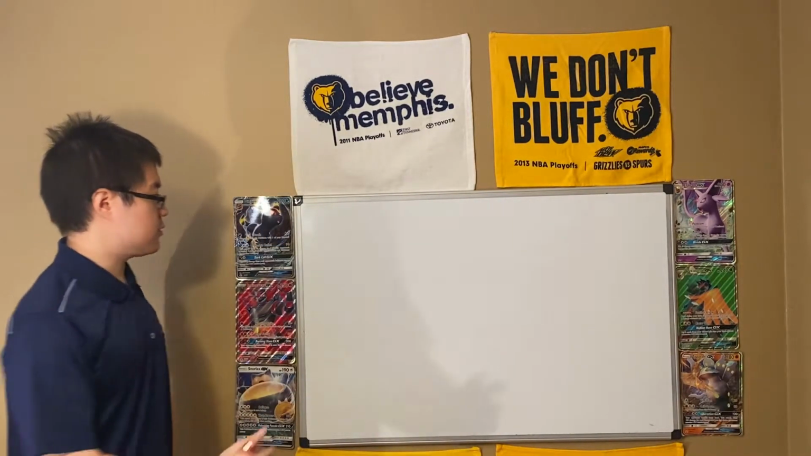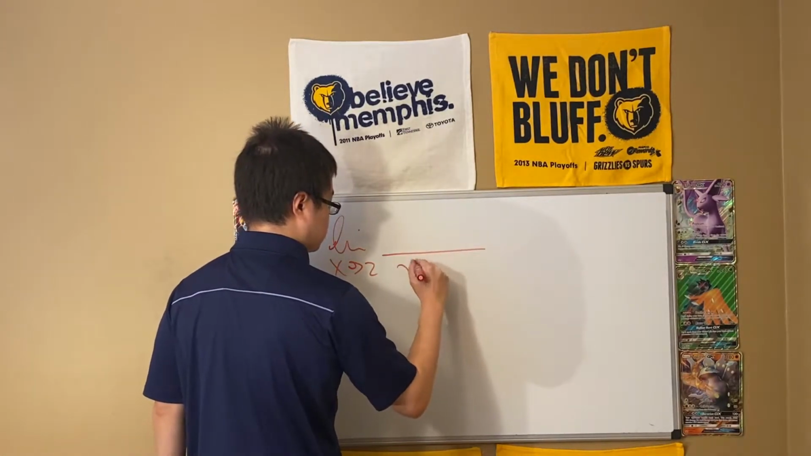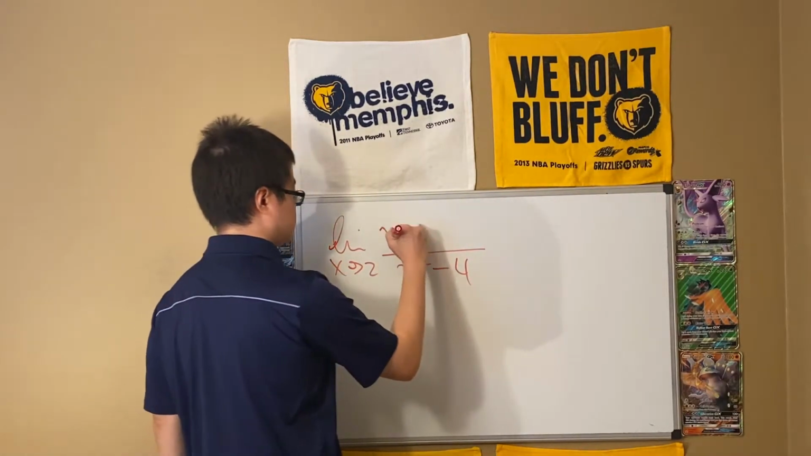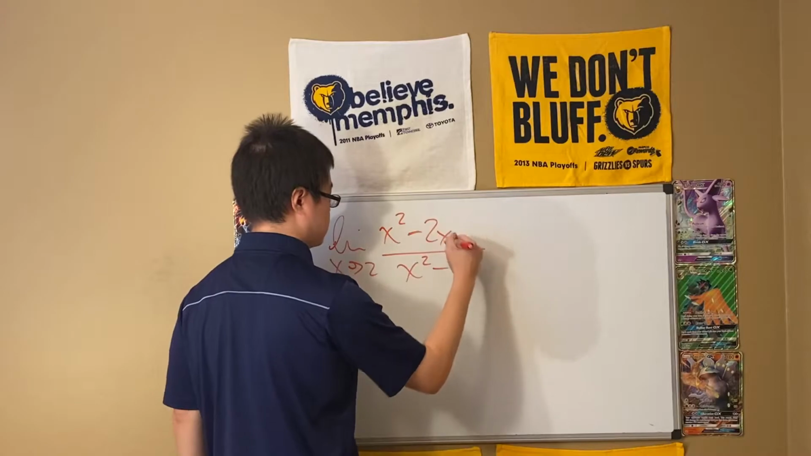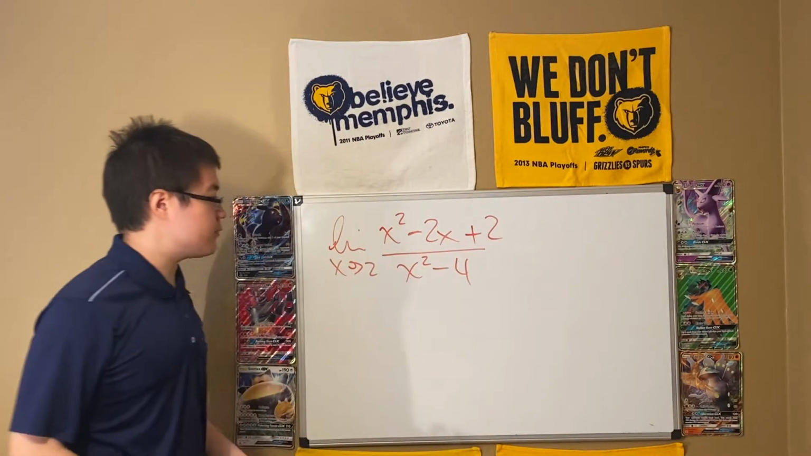So my first example is going to be limit as x goes to 2, x squared minus 4. Now what do we want on top? Let's have x squared here minus 2x. I believe we want plus 2. So this is going to be my first limit.